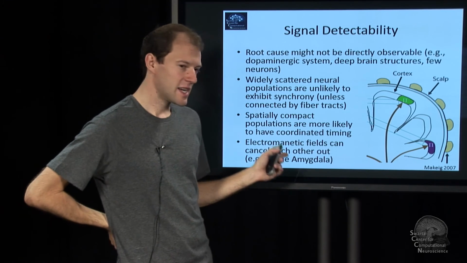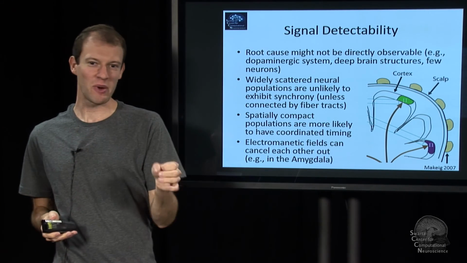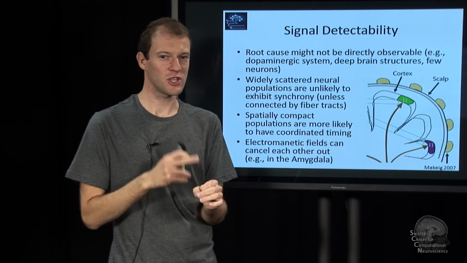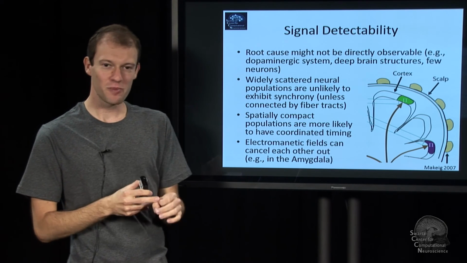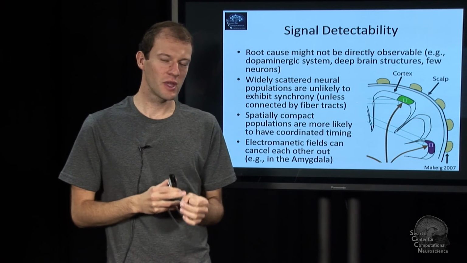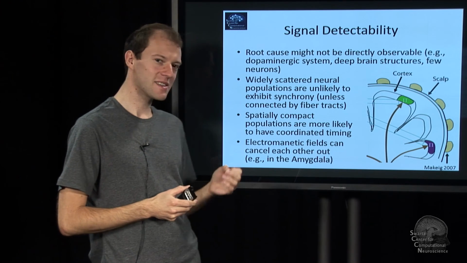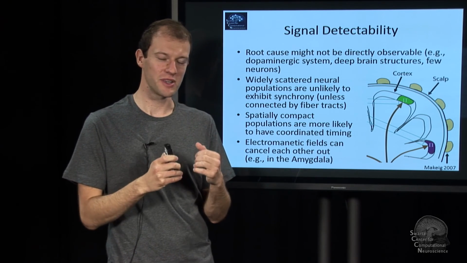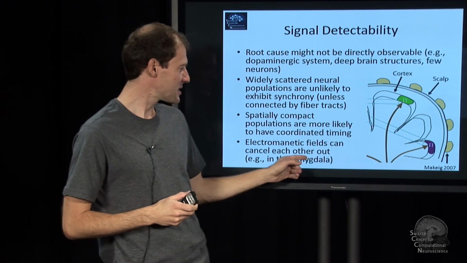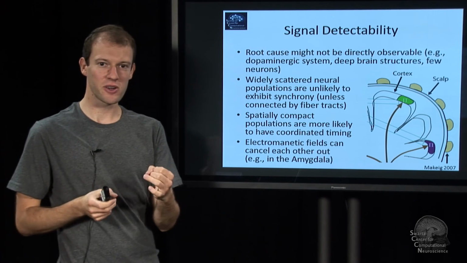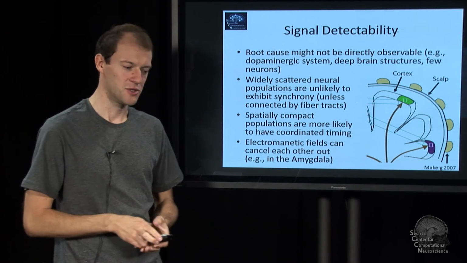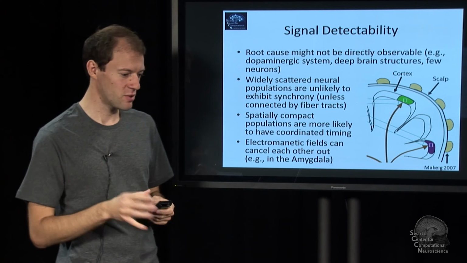There are also cases where you have compact generators. They fire at the same time. You should be able to observe it, but you see nothing. And the reason is because the signals can sometimes cancel each other out. One case is the amygdala, which is a spherical structure deep in the brain, which is related to fear and depression and things like that.